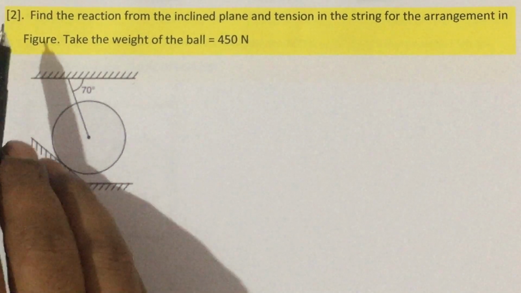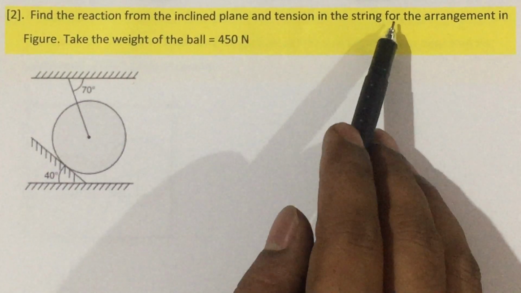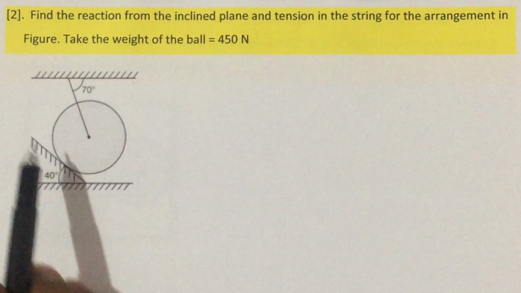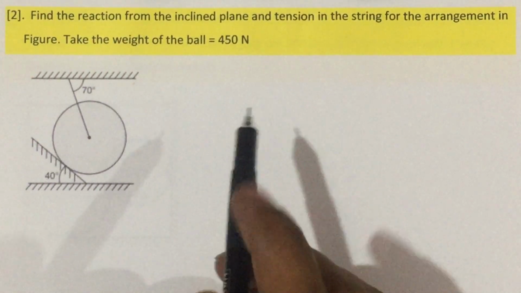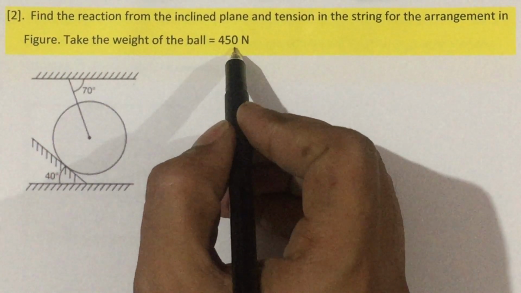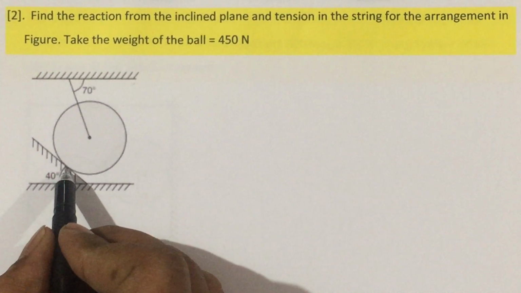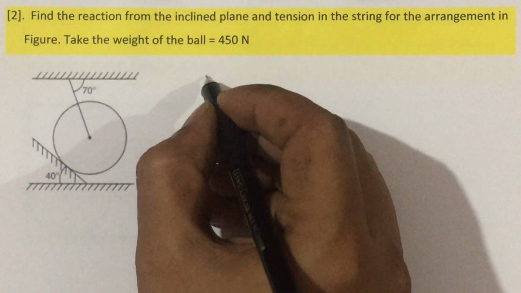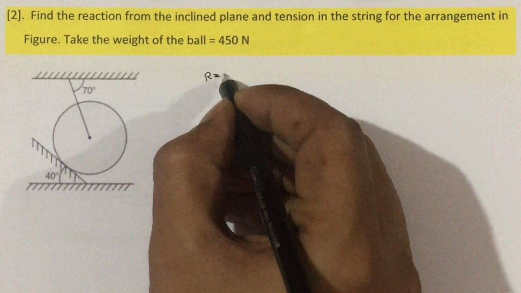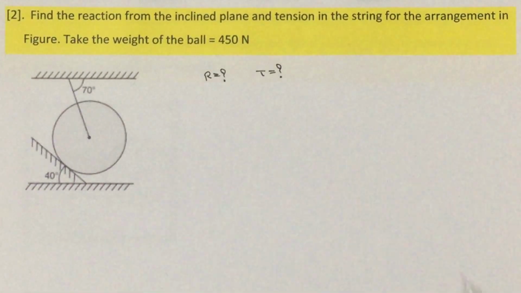Hi, the problem number 2. Find the reaction from the inclined plane and tension in the string for the arrangement as shown in the figure. Take the weight of the ball equal to 450 Newton. We need to find the reaction at this contact point and tension in this string. So, we need to find reaction, then tension.